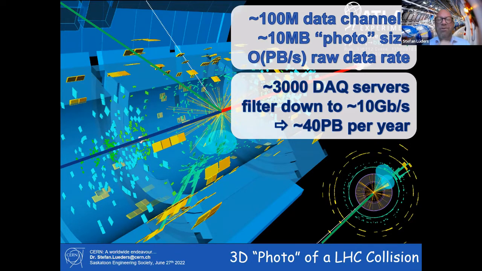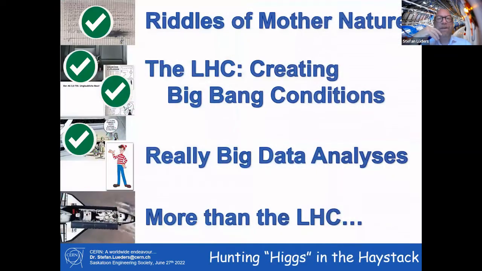So locally at the experiments, we have a computer center of something like 3,000 data acquisition servers, which filter the amount of data down to something like a 10 gigabit per second stream, which then goes into our computer center. And I will discuss this tomorrow. So we get something like a raw rate of 40 petabytes of data per year.